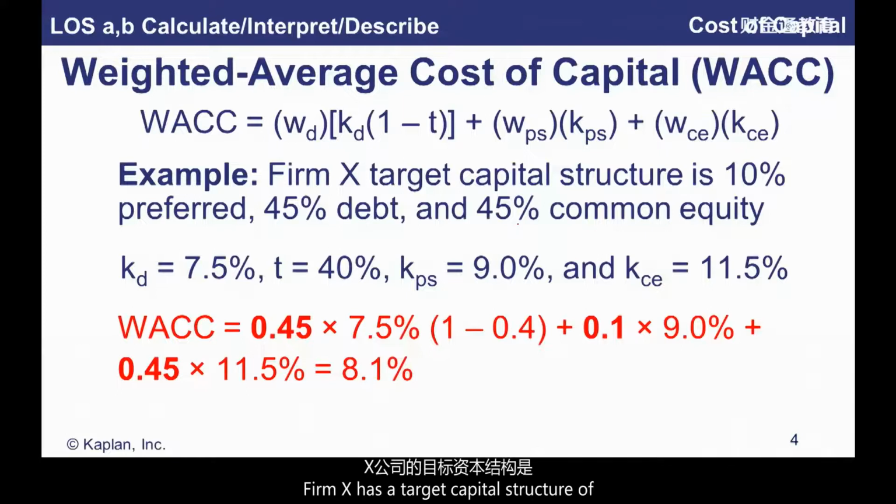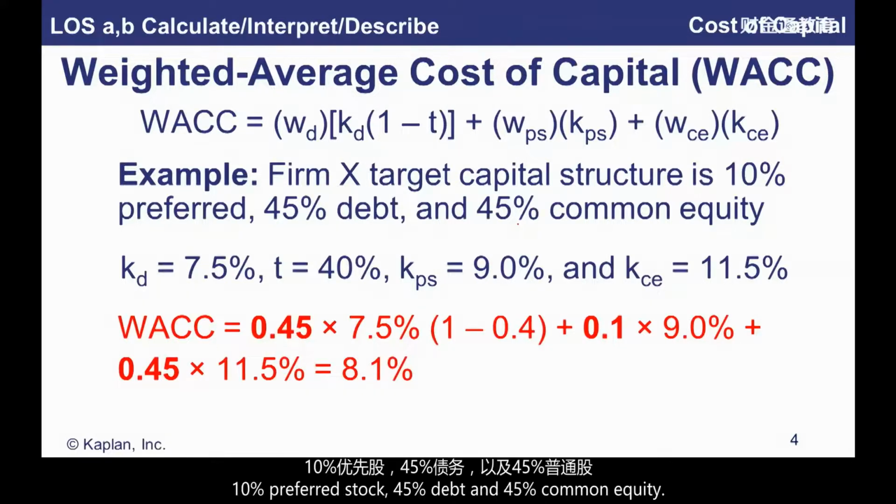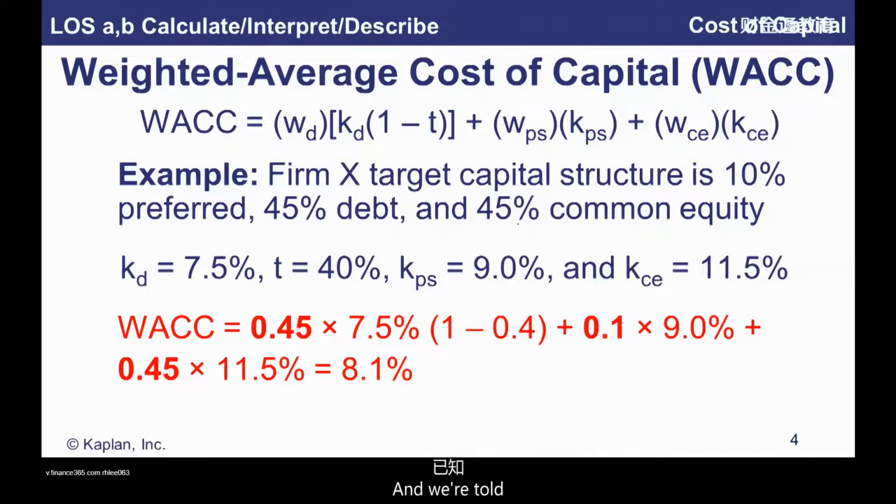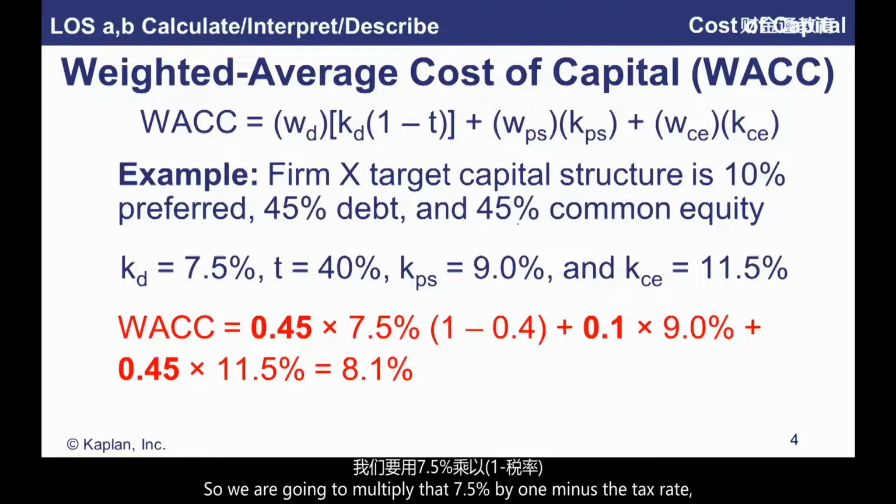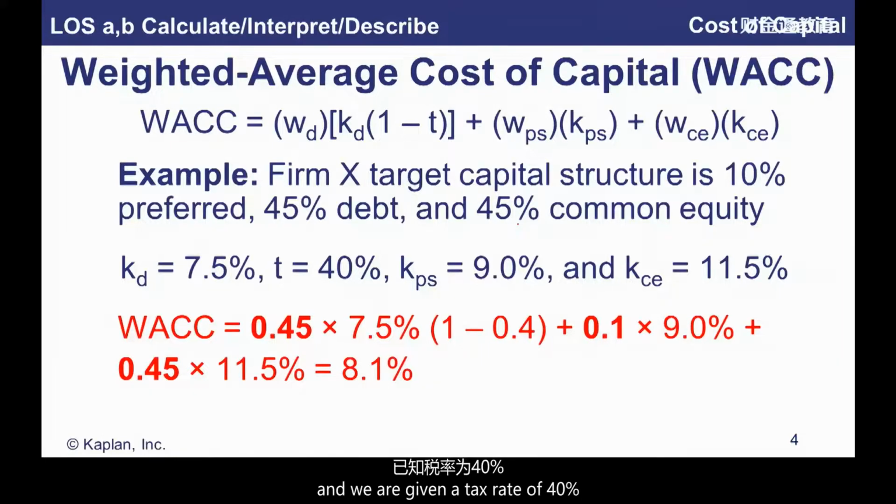So we've got an example here. Firm X has a target capital structure of 10% preferred stock, 45% debt and 45% common equity, and we're told that KD is 7.5%. So remember, KD is just the yield, so we want the after-tax effect of that, so we are going to have to multiply that 7.5 by 1 minus the tax rate, and we're given a tax rate of 40%, so that's fine. The cost of the preference shares is 9%, and the cost of your common equity is 11.5%.